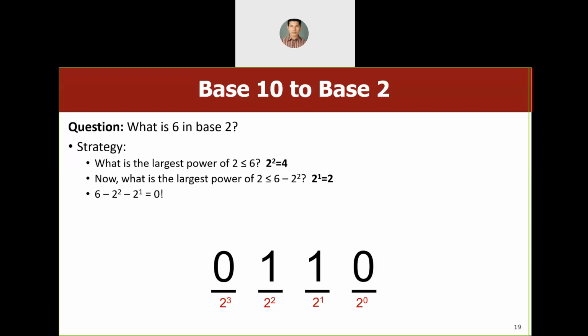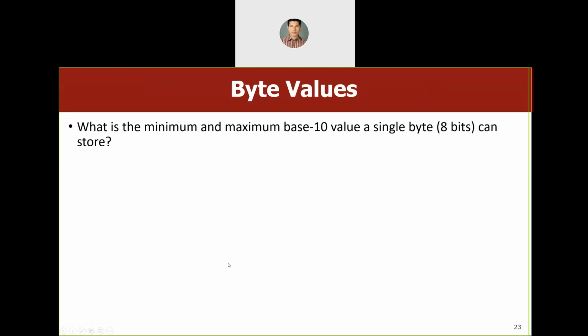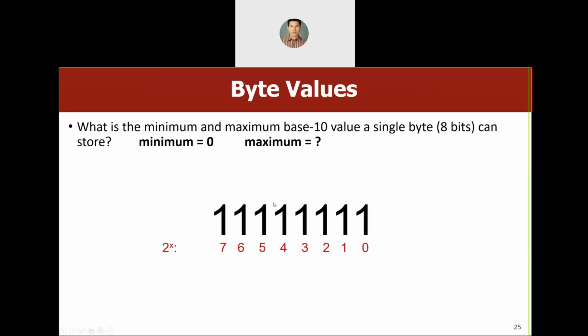So you know how to convert this one. So this is 6. Now what is the base 2 value of 1010 in base 10? You just convert this. This is actually 10 here. Okay, I'll just skip this because this is okay, byte values.